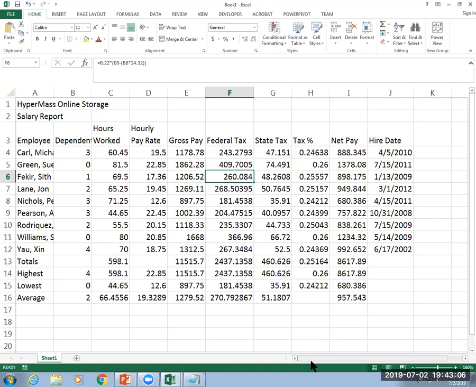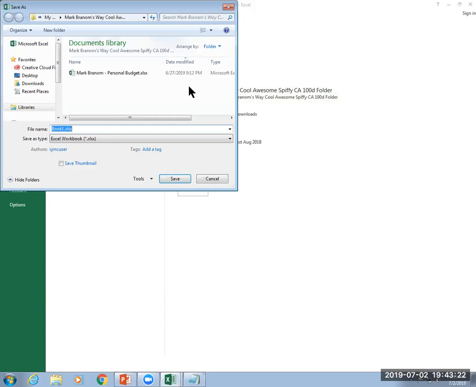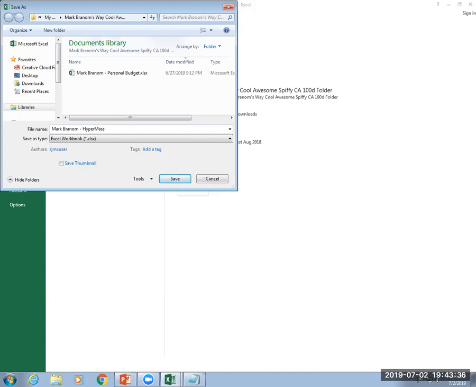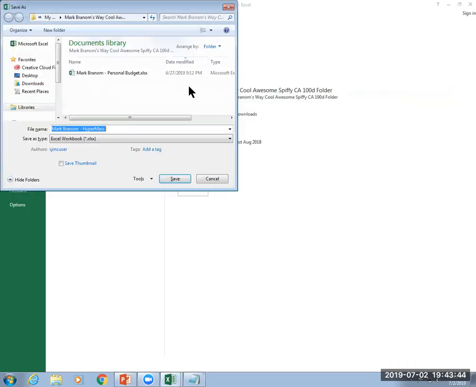All right. So at this point, I am going to save my workbook, and I'm going to save this in my CA100D folder, and I am going to call this the Mark Branham hypermass salary report.